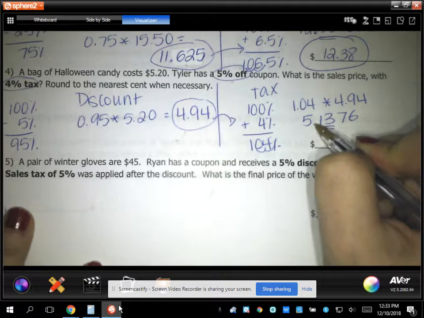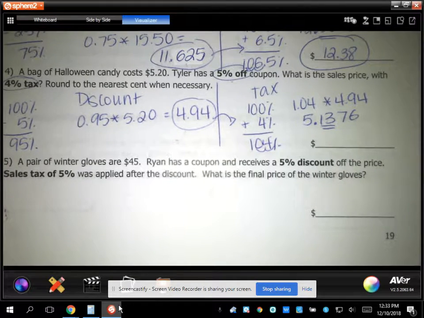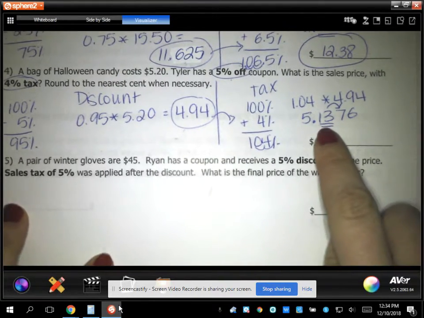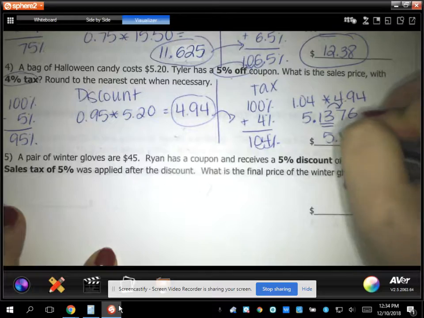Should I keep this as $5.13 or should I round it up to $5.14? The next number over is 5 or above, so you should give this a shove, and it's going to be $5.14.